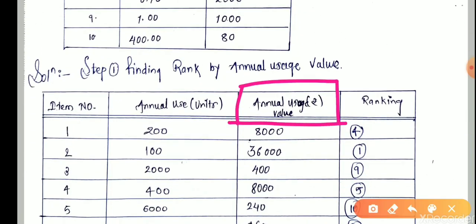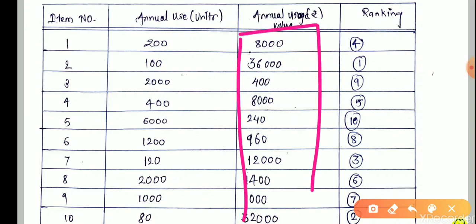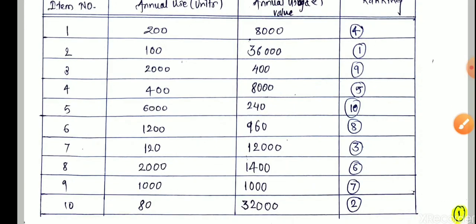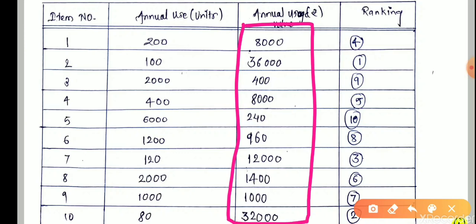We have to calculate the annual usage value of every item, whether 10 or 12 are given to you. Then after calculating this column, we have to decide the rank. How do we decide the rank? The higher annual usage value gets the lower rank number, that is first rank, second rank, third rank, fourth rank, in descending order. Are you getting this point? Now search for the highest value in this column, which is 36,000, and give it number 1.